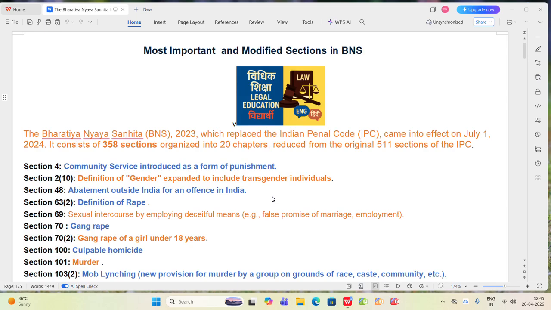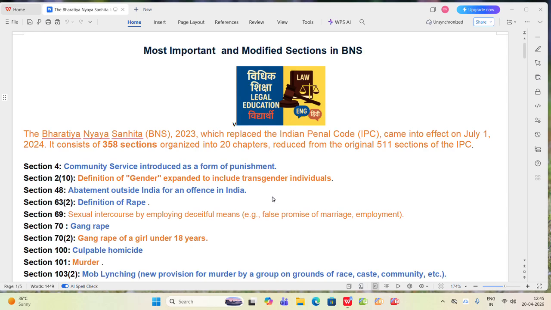Second is Section 210. Definition of gender expanded to include transgender individuals. This is also a revision because in the previous IPC, Indian Penal Code, this definition carried only male and female. Transgender were not included. So, under Section 210 of BNS, this has been included.